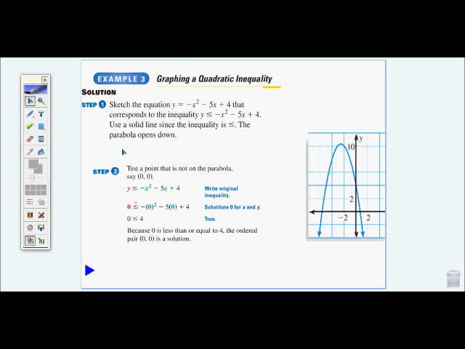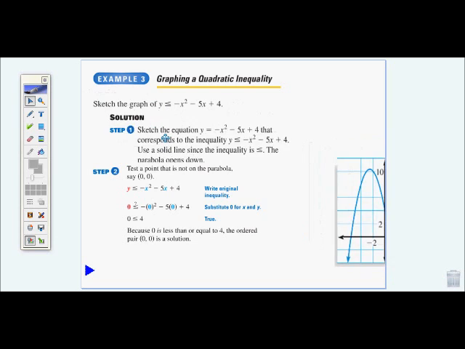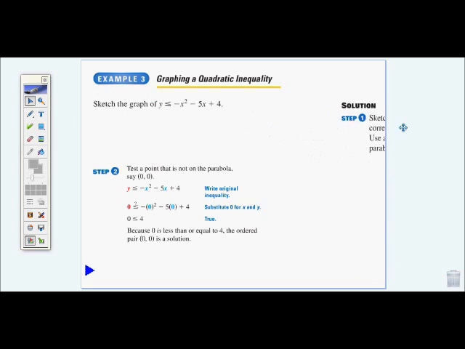For example 3, we're going to sketch an inequality again. It says sketch the equation y equals negative x squared, and I think we are missing one step here. Let's take that over to the side a minute. We're going to sketch the graph of y is less than or equal to negative x squared minus 5x plus 4.